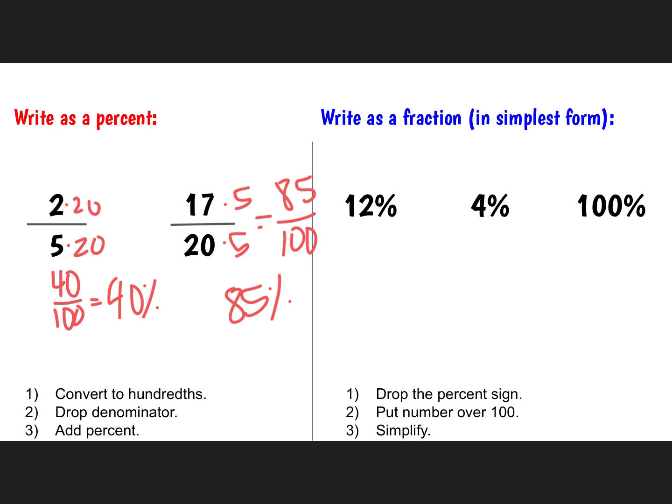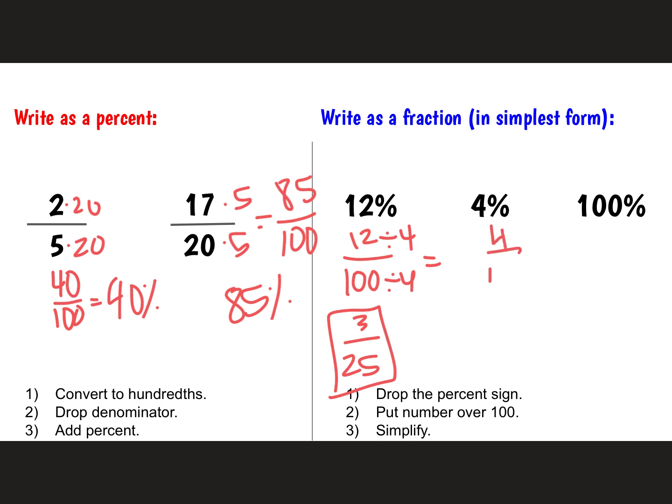The next one's writing them as a fraction. Put the percent over 100, and then simplify. I know I can divide both of them by 4 to start with here. 12 divided by 4 is 3, and 100 divided by 4 is 25. That's in simplest form.